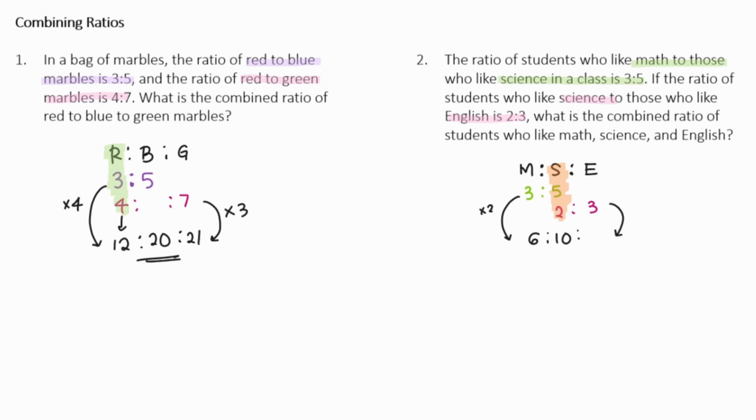In our second ratio, in order to make the 2 into 10, we have multiplied by 5, which means we also have to multiply our 3 by 5, which gives us 15. And this is our combined ratio for the students who like maths, science, and English.